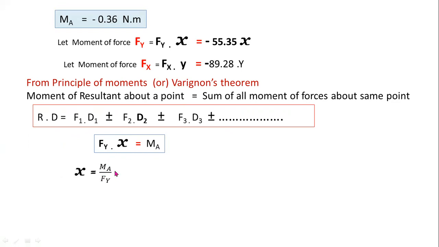The X distance equals the sum of all moments about point A divided by the sum of all vertical forces. Minus 0.36 is the value of MA and minus 55.35 is the value of Fy. So this is the horizontal distance between point A and the resultant force.